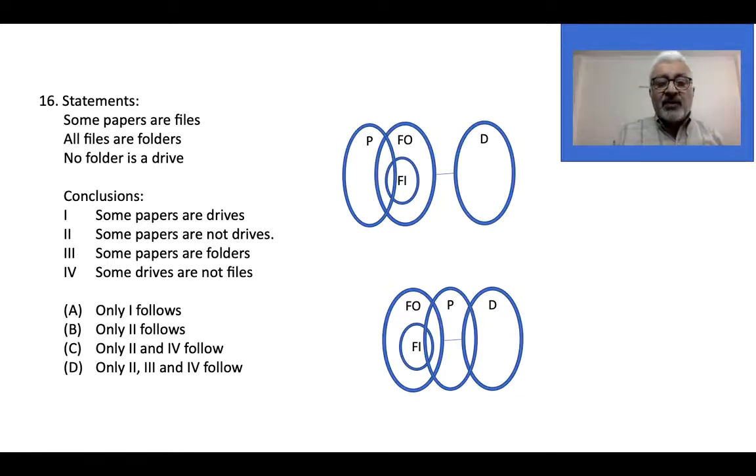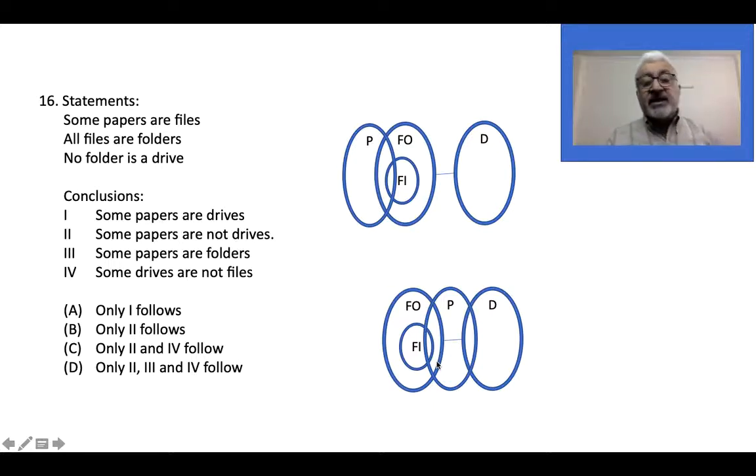Okay, so now look at your conclusions. Some papers are drives. Are you sure some papers are drive? True in the second figure, but not in the first diagram. Therefore, we can't confirm this. What about some papers are not drive? Some papers are not drive is confirmed here. Is it confirmed here also?